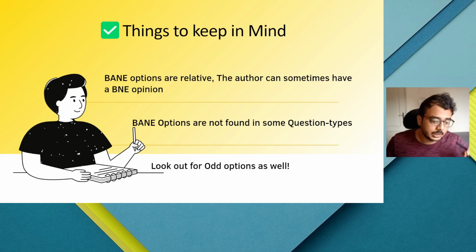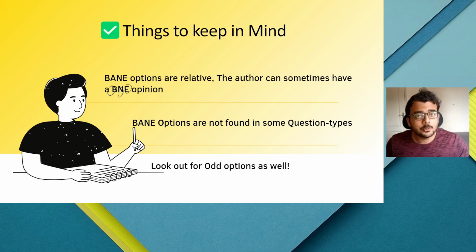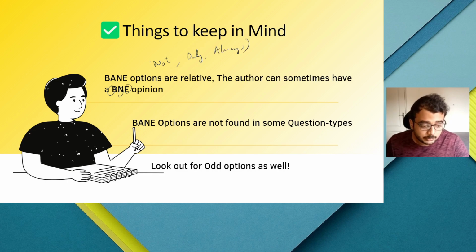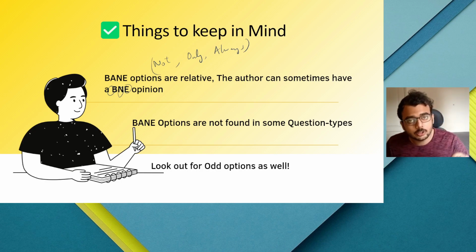BANE options are relative. अगर author का opinion, if it is broad, if it is very narrow, or if it is very extreme, और वैसा option अगर question में आ गया, okay, then we have to choose that option itself. Okay, we cannot just eliminate it only for being a very absolute choice. और सिर्फ, अगर not use हुआ है, only use हुआ है, always use हुआ है, these are one of the indicator words of BANE options. Okay. However, अगर ऑथर का ओपिनियन खुद ही एक्सट्रीम है, बहुत ब्रॉड है या बहुत नैरो है, देन हमें उसी तरह के ऑप्शन को सेलेक्ट करना है.